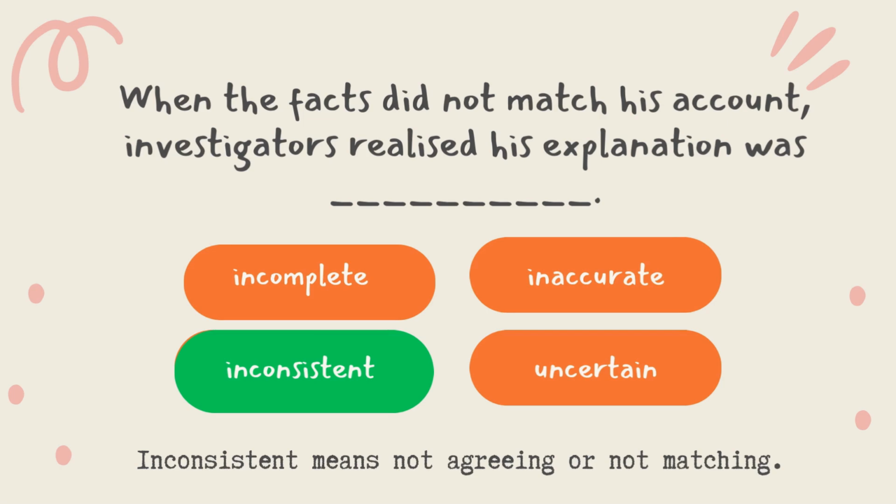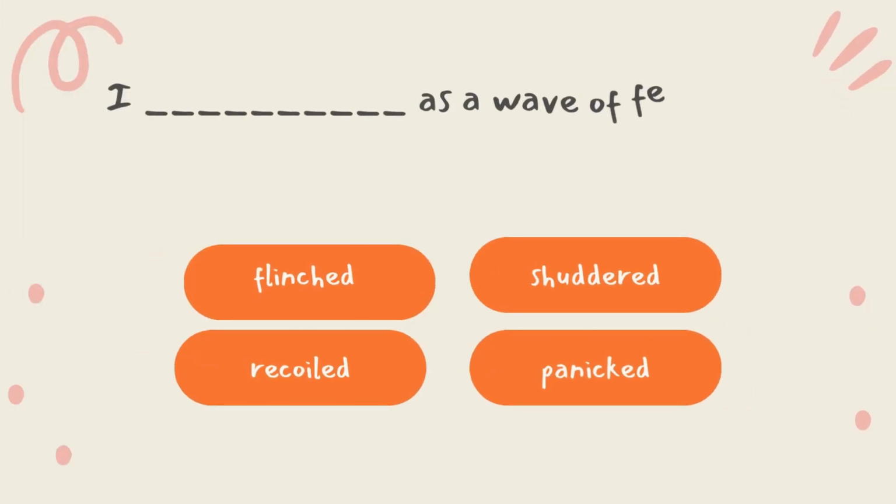Incomplete means missing information. Inaccurate means containing errors, but not necessarily contradictions. Uncertain refers to doubt, not mismatch. Inconsistent best captures the logical problem here. Let's continue. Here's question 6.